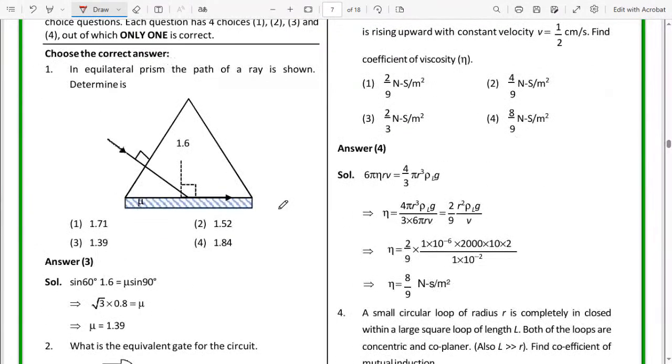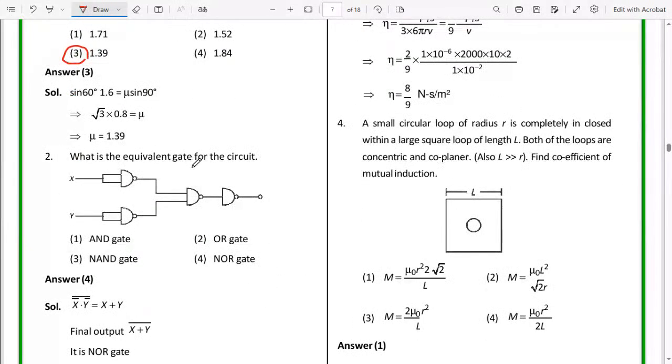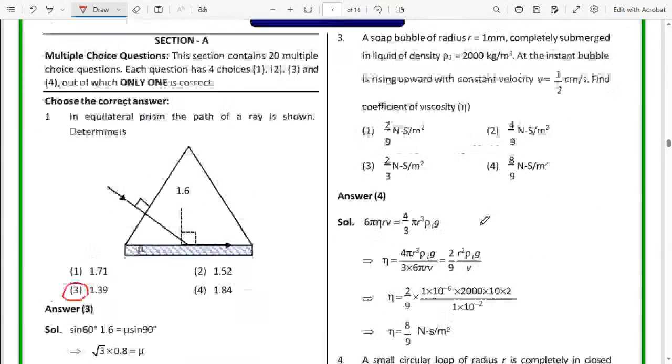Question number 1. Choose the correct answer. In an equilateral prism, the path of a ray is shown. Determine the refractive index. The answer is 3, that is 1.39, the correct option, students. So the solution is given here. Question 2: What is the equivalent gate for the circuit? It is nothing but a NOR gate. Yes. Next, question number 3.